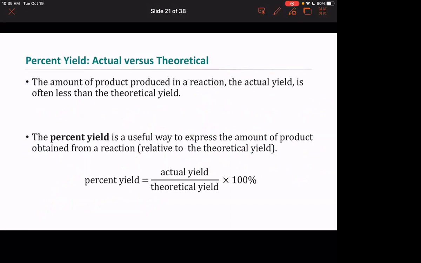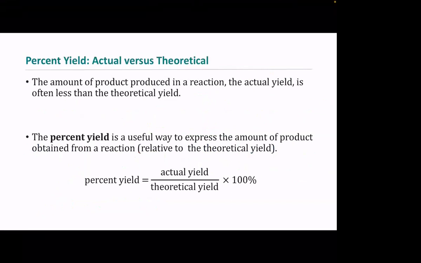Now you can look at percent yield. So the actual yield is what I told you before we get in the lab. It's the amount of product produced in a reaction, and the actual yield is often less than the theoretical yield. So it's very simple. It's just like any percent, right? Part over the whole times 100. We don't need to spend a lot of time on this. This has to be given to you, or sometimes you could be given the percent yield and be asked to calculate that.